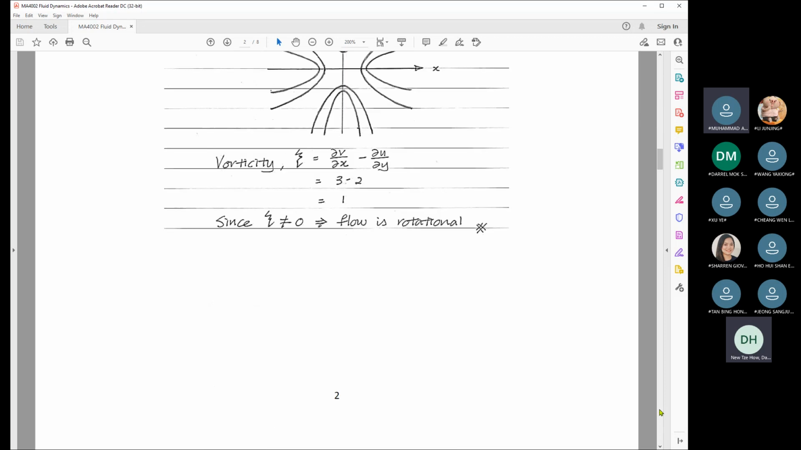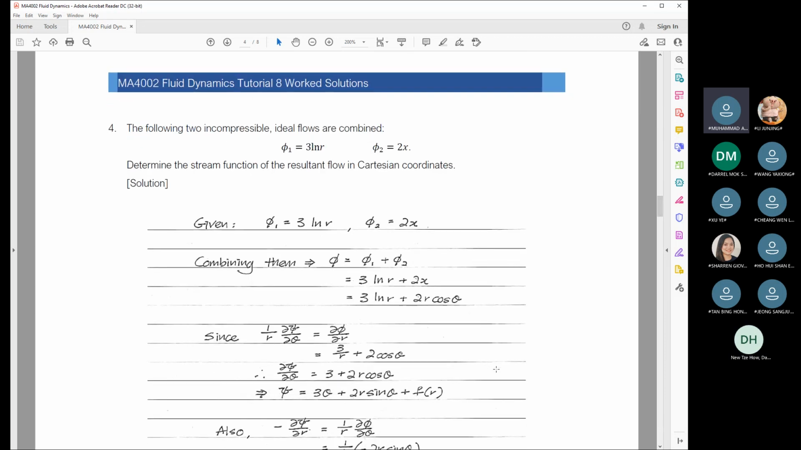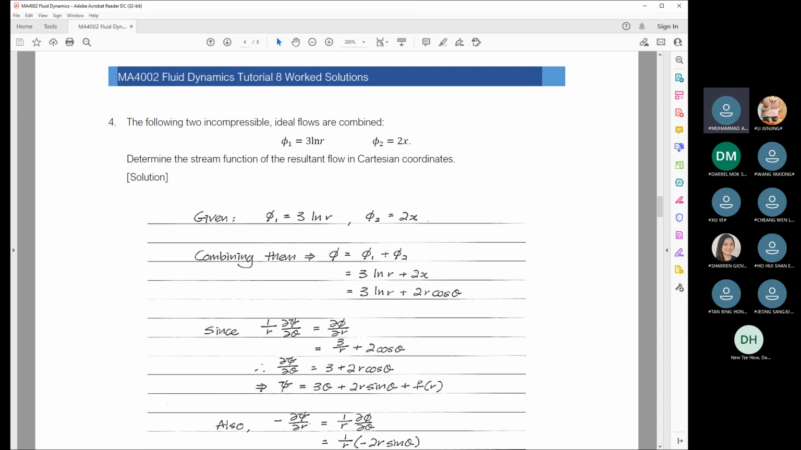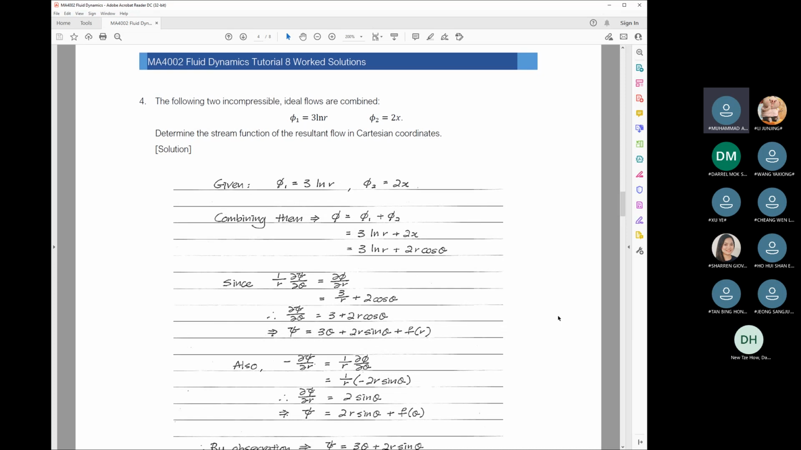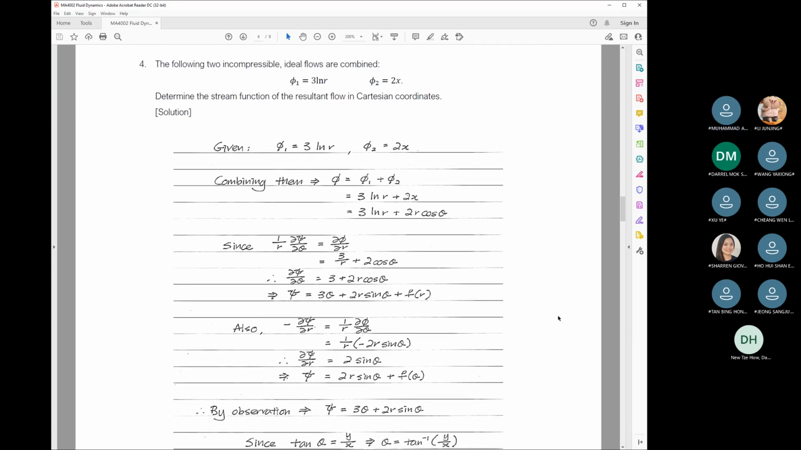For question 4, when you combine the velocity potential, initially it is in Cartesian, so you need to convert it into polar form. For the x component, it is changed to 2r cosine theta. But in chapter 2 of the lecture notes at page 21, it says the component is changed to 2r sine theta. So what's the standard when you want to convert from the x component? It's always x equals r cosine theta.